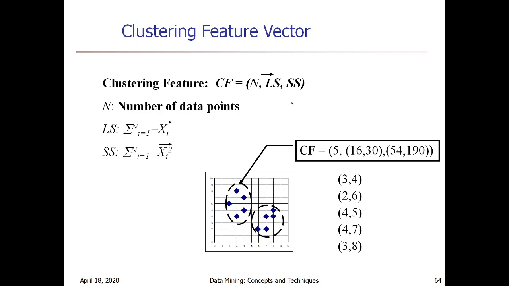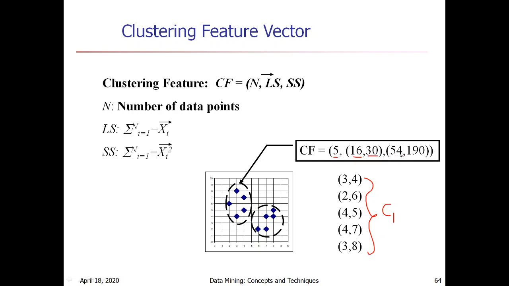Suppose you have the data points (3,4), (2,6), (4,5), (4,7) and (3,8) in one cluster C1. The clustering feature of this particular C1 will be: the number of points is 5. 16 is the sum of the x values, that is 3 plus 2 plus 4 plus 4 plus 3, which leads to 16, and 4 plus 6 plus 5 plus 7 plus 8 leads to 30.